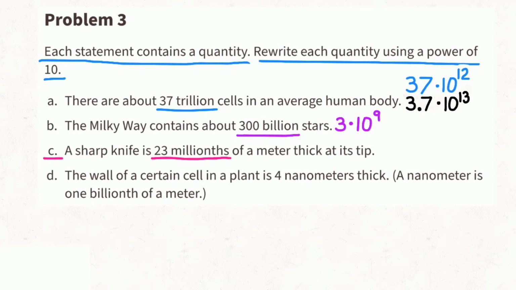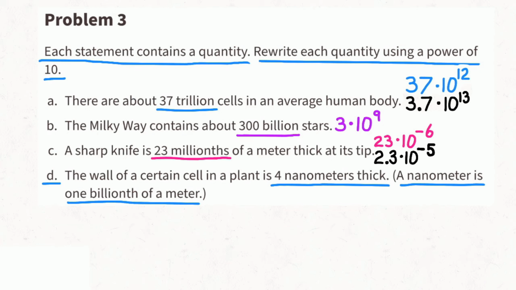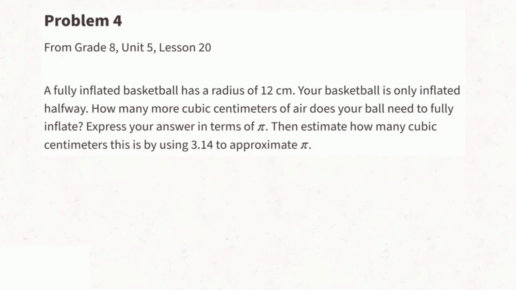C. A sharp knife is 23 millionths of a meter thick at its tip. We need to rewrite 23 millionths. We can rewrite that as 23 times 10 to the power of -6, or we can rewrite it using scientific notation, and that would be 2.3 times 10 to the power of negative 5. D. The wall of a certain cell in a plant is 4 nanometers thick. A nanometer is 1/1000th of a meter. We can write that as 4 times 10 to the power of negative 9, and that's also written in scientific notation.